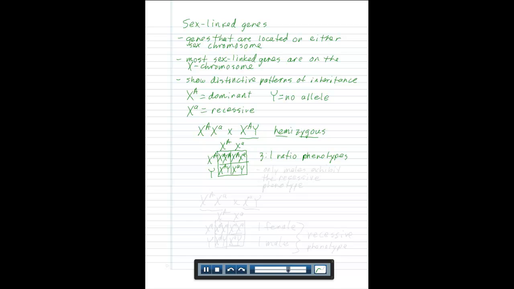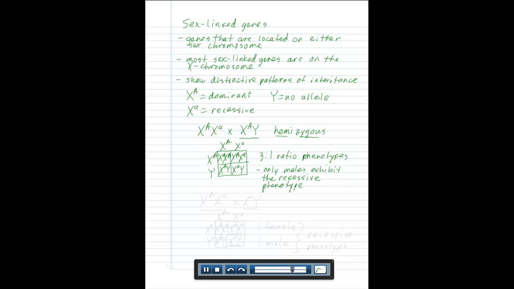But notice also that only males exhibit the recessive phenotype. This is typical of most sex-linked traits and certainly of all Y-linked traits.